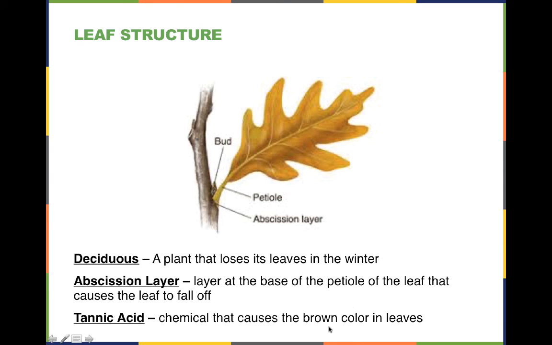When leaves fall to the ground, they tend to turn brown, and the brown color comes from a chemical known as tannic acid, or tannins.